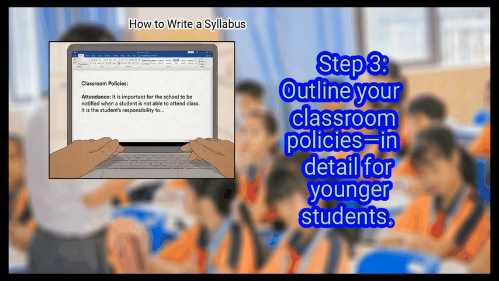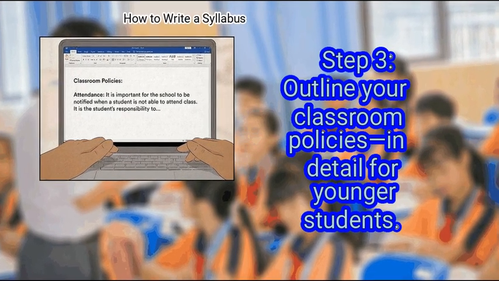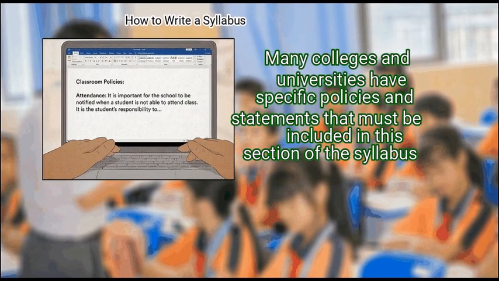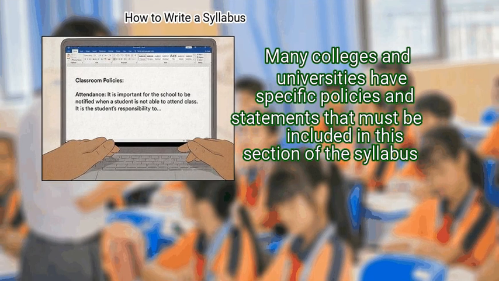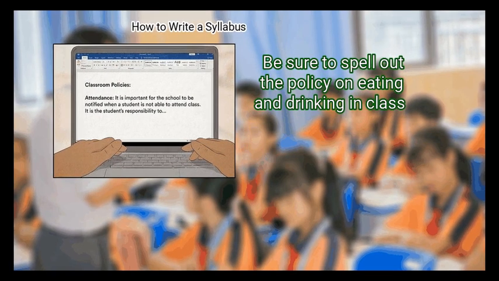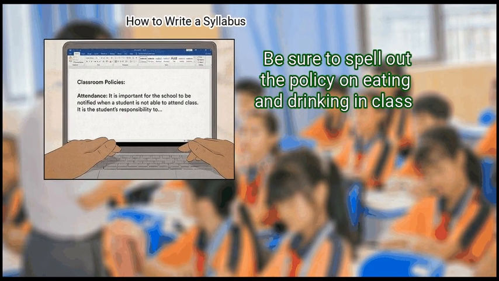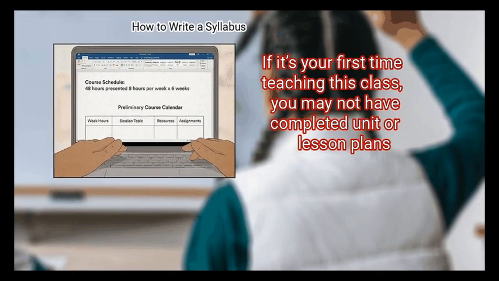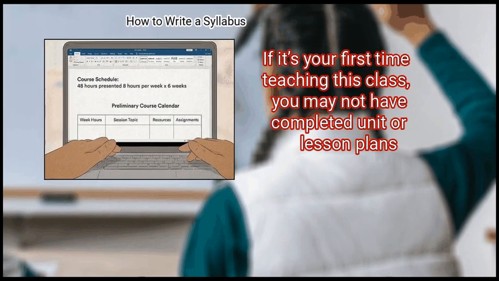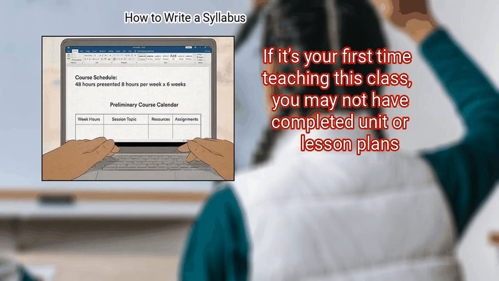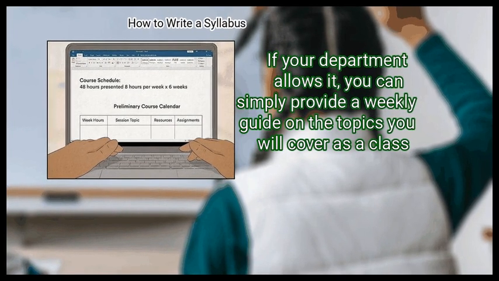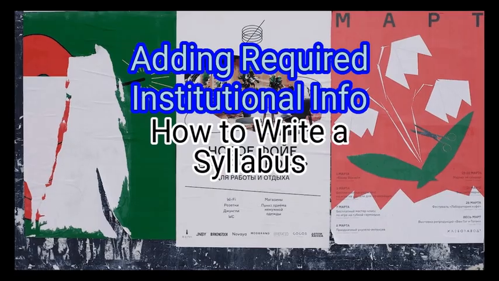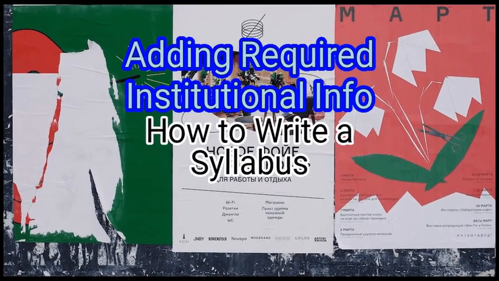Step 3. Outline your classroom policies, in detail for younger students. Many colleges and universities have specific policies and statements that must be included in this section of the syllabus. Be sure to spell out the policy on eating and drinking in class. Finally, provide a course schedule so students know key dates. If it's your first time teaching this class, you may not have completed unit or lesson plans. If your department allows it, you can simply provide a weekly guide on the topics you will cover as a class.